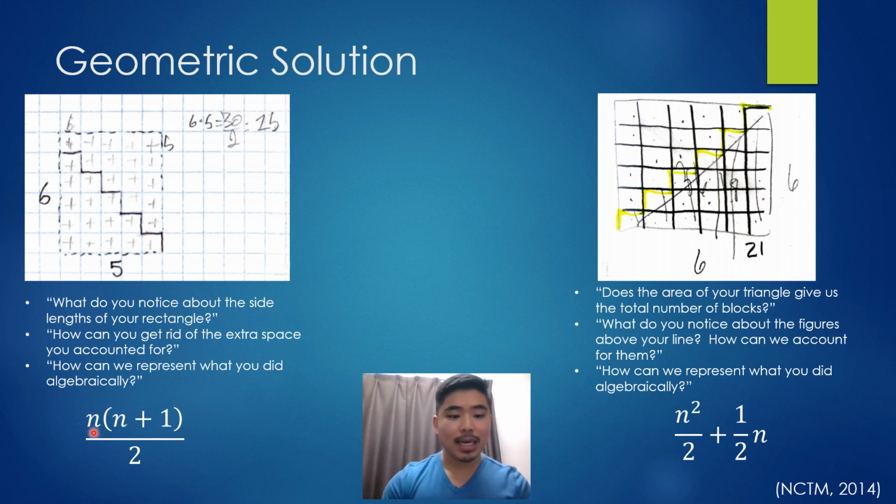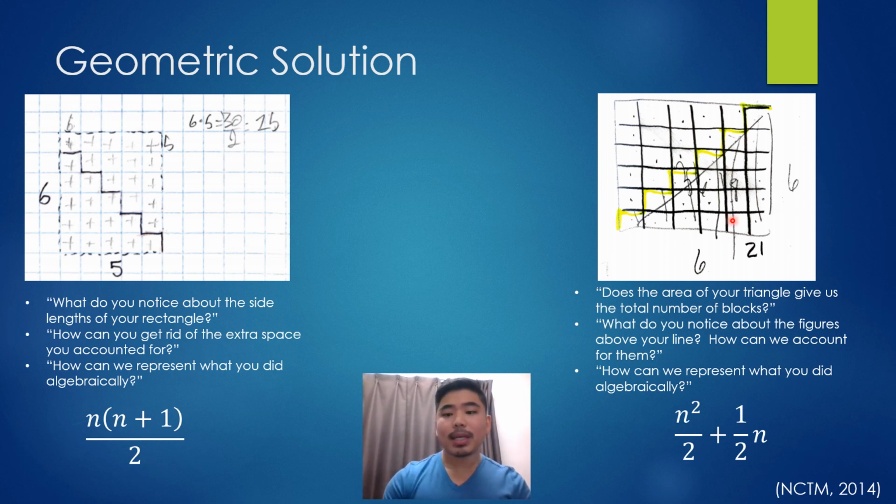They quickly realized that if it was the 5th sequence, then the rectangle would be a length of 5 and a width of 6, which is 1 more than n. So n times n plus 1 would give us our length times our width, and then they would divide it in half to get rid of the negative space, as shown here.